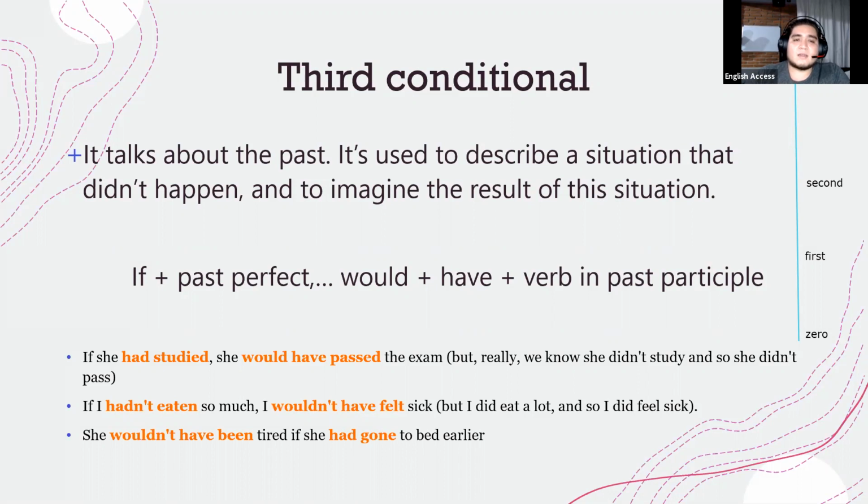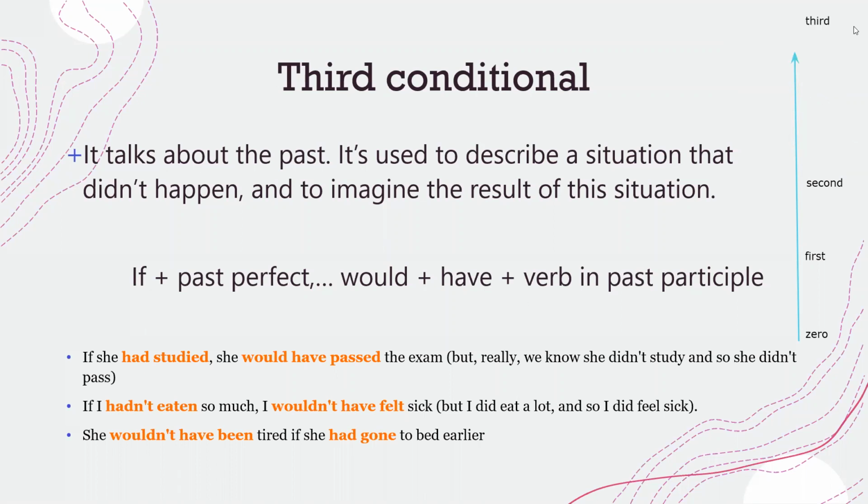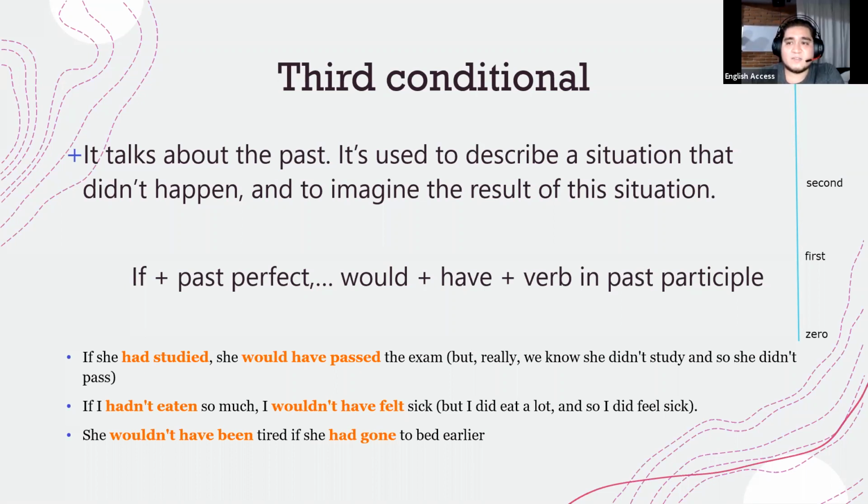Now, the third conditional structure is the if clause with the past perfect and the past modal, well, obviously with the verb in past participle. Okay, clear? Yes. Okay, good. Now, remember, we have the third conditional over here because it's just not gonna happen. It's something in the past, and no matter what you do, you cannot change the past, right?